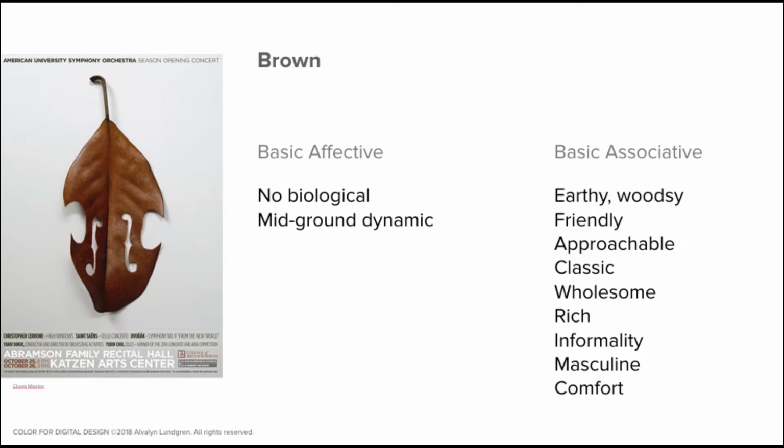So moving away from the outside of the hue circle and crossing toward the center, let's look at browns and earth tones. Browns do not create any biological action, and they have a mid-ground dynamic, so they don't really advance or recede. They're very similar to green, which is also associated with earth. Browns are friendly, they're approachable, they're considered classic. Darker browns are high-end, higher income. Lighter browns are casual. Brown is generally masculine. It's a very comfortable, comforting color. It is neutral, allowing other colors to be highlighted.